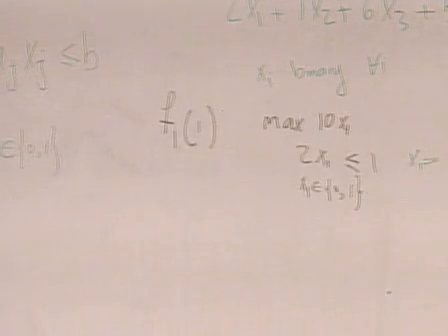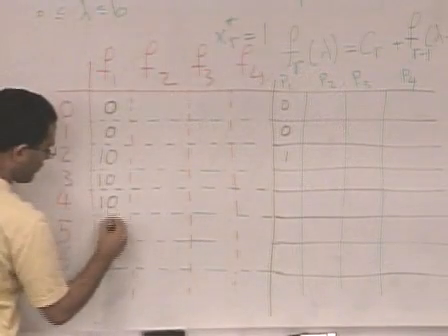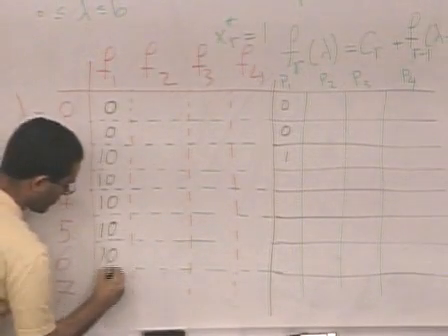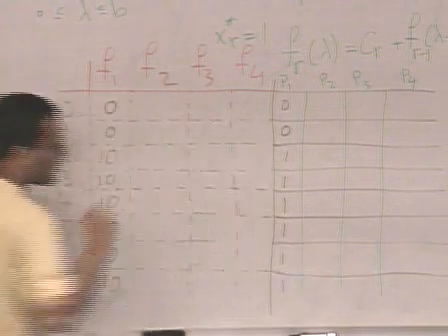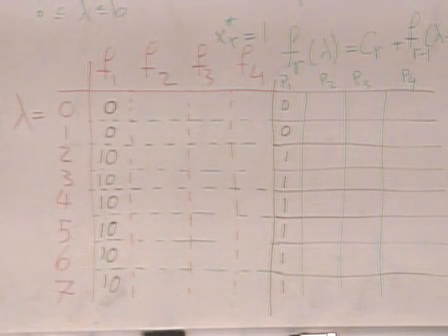So now, I just fill this fast. 3 is equal to 10. 4 is equal to 10. 5 is equal to 10. And in all of them, the item is chosen. Okay? Is it clear? Okay.